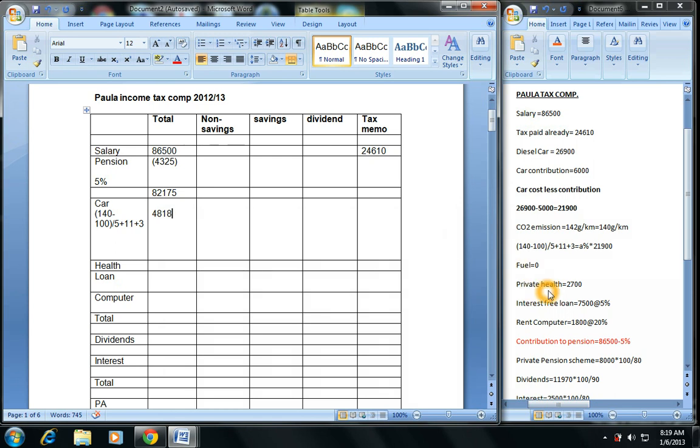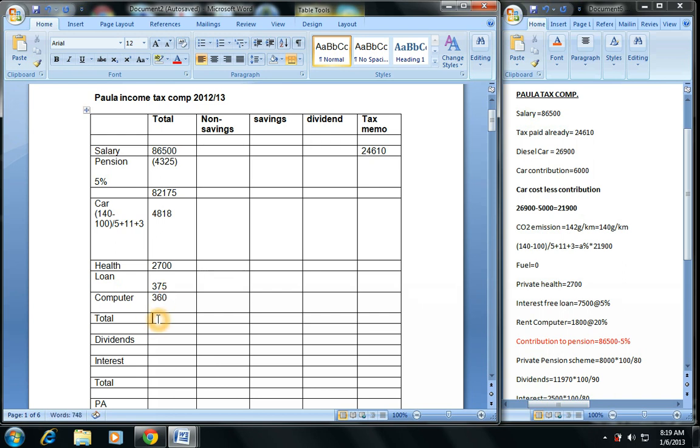Let's go to private health insurance. She gets 2,700. We put all of them in. Her loan, she received a free loan. That the law says you have to charge 5% of that loan and charge tax on it, and 5% will be 375. The computer that was rented to her free, the law says you have to charge 20% on that amount, and we have to tax that 20%. That'll be 20% of 1,800, 20% will be 360.